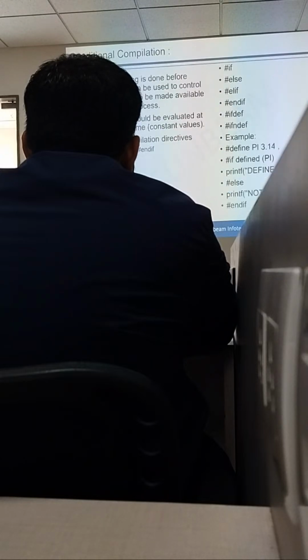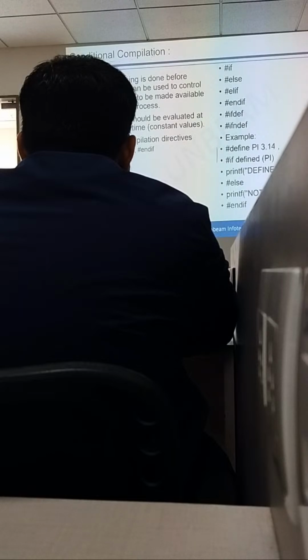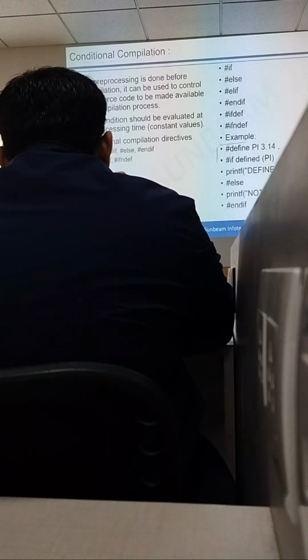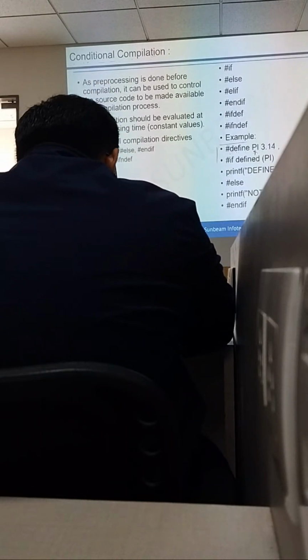Next is conditional compilation. And what is the usage of conditional compilation? Now you need to check a condition. That means you need to make the decision before the compilation process. Then conditional compilation is used. It is like hash define pi. Now we need to identify that this pi is right here a symbolic constant. We need to check whether it is defined or not before the compilation process.